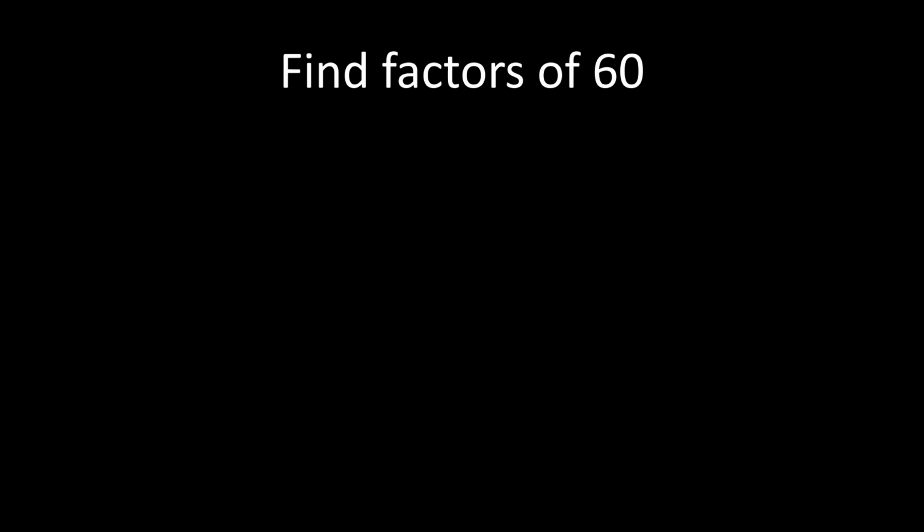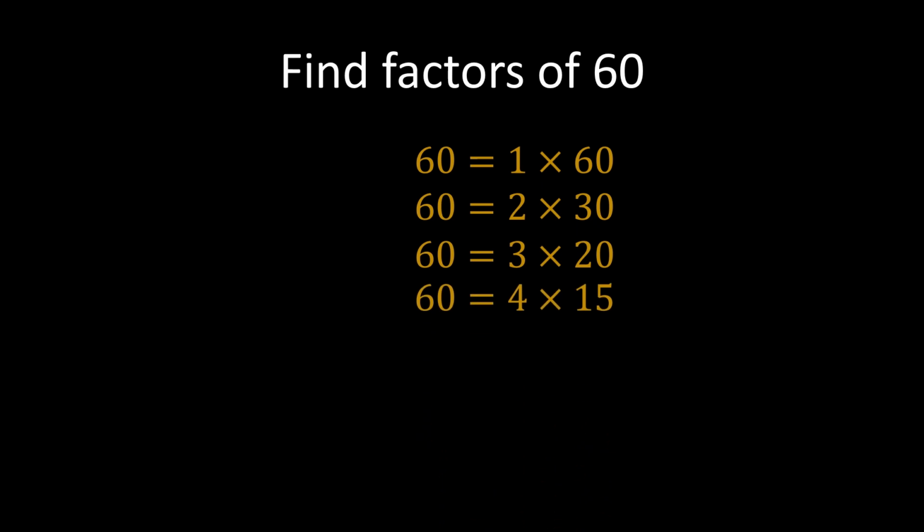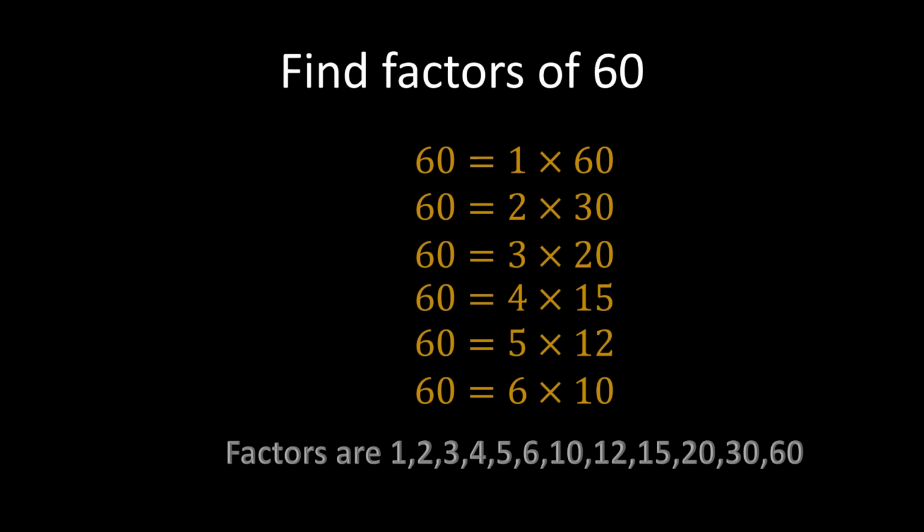Consider another example. Find the factors of 60. We know that 60 is equal to 1 times 60. 60 is 2 times 30. It is 3 times 20. It's 4 times 15. It's 5 times 12. It's 6 times 10. The factors are those numbers which get multiplied to get 60. So they are 1, 2, 3, 4, 5, 6, 10, 12, 15, 20, 30 and finally 60. 1 is the smallest factor and 60 is the greatest factor among the factors of 60.